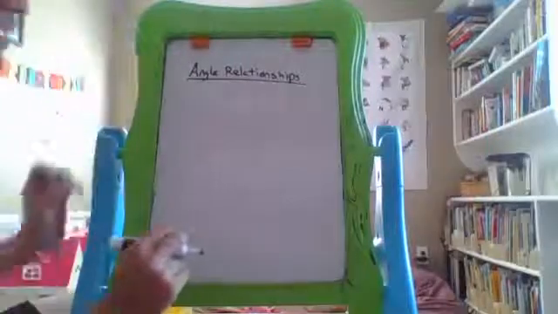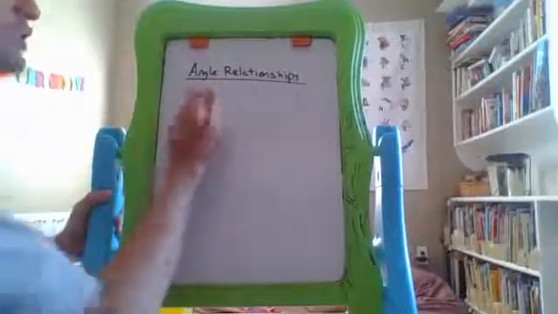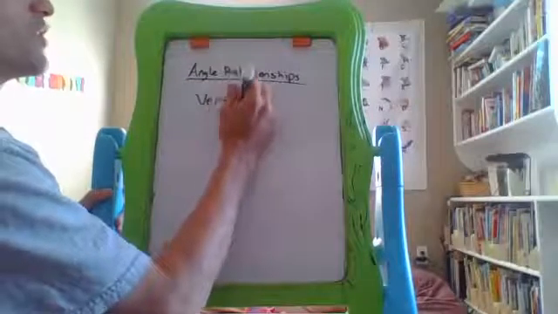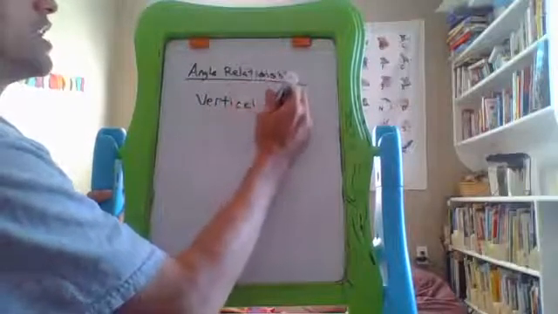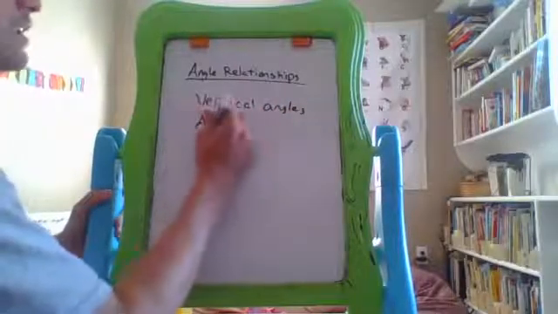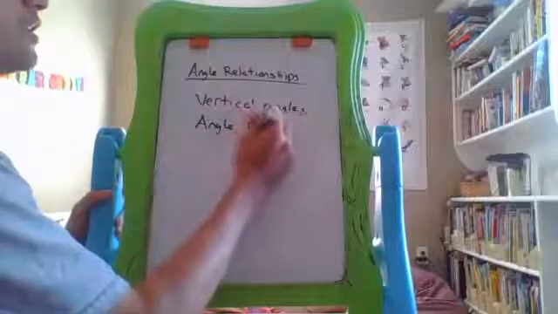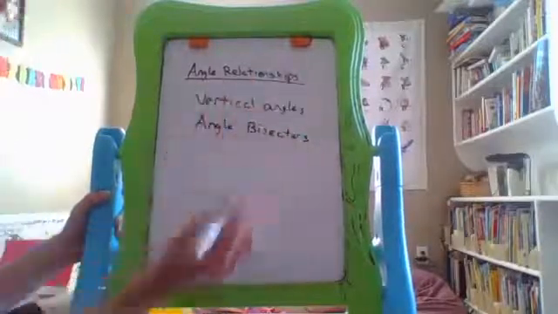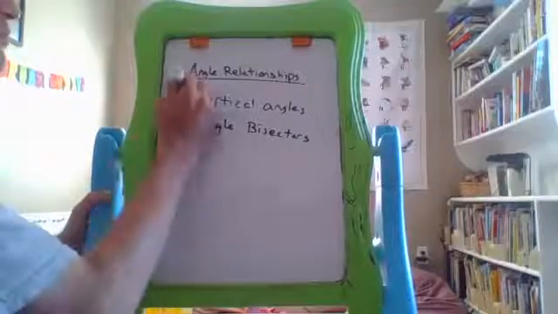Hello everyone, in this video we're going to talk about angle relationships, specifically two relationships: vertical angles and angle bisectors. Okay, so let's talk about vertical angles first because it's pretty simple.